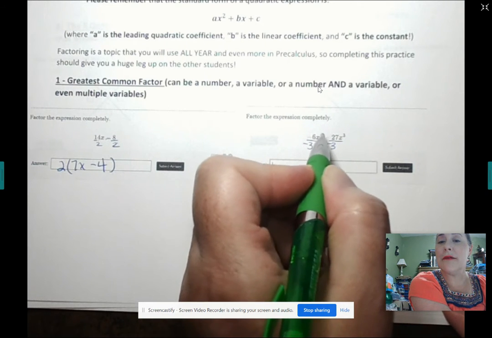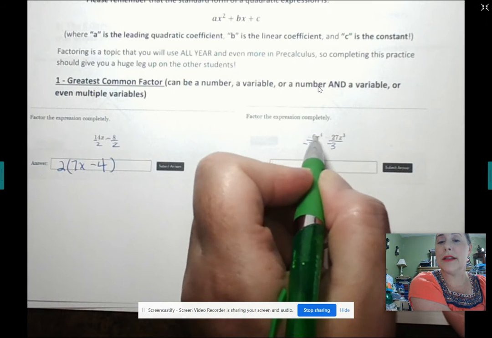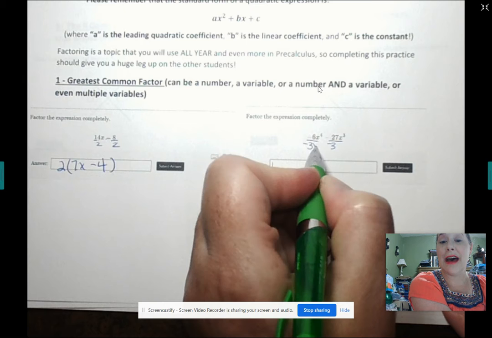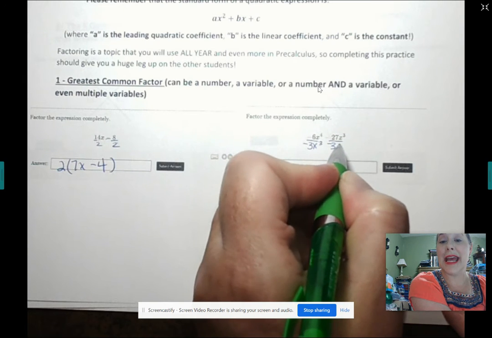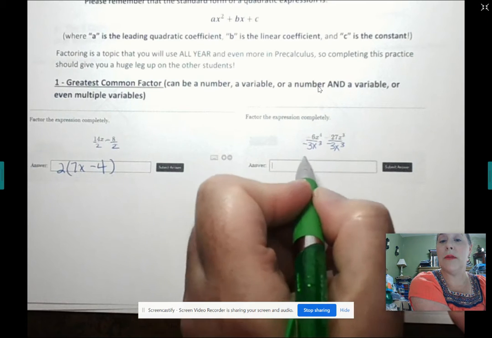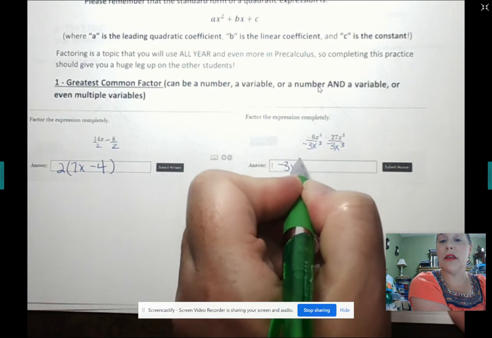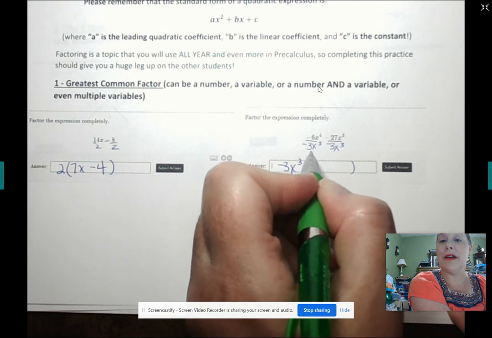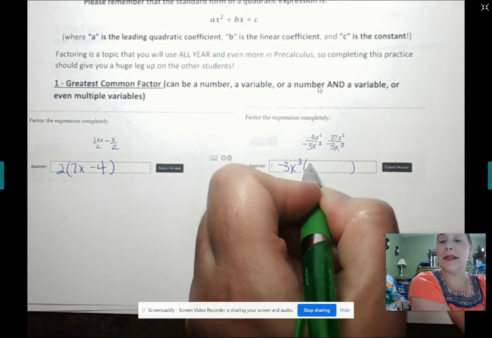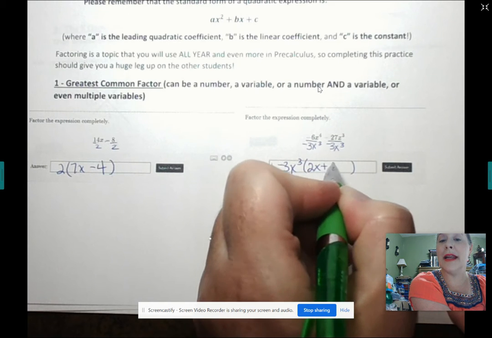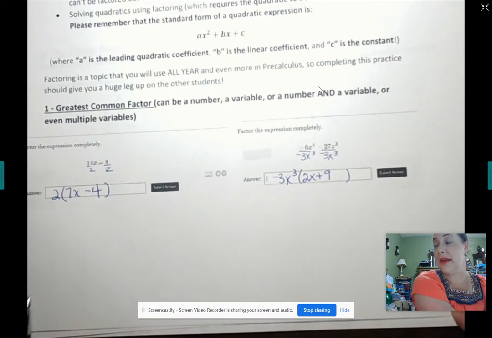And then this is x to the fourth and x to the third. This is 4 x's multiplied together. This is 3 x's multiplied together. They each have at least 3 x's that I can take out of both. So I'm going to make negative 3x to the third be my greatest common factor. When I divide these, I'm left with a 2 and an x. And when I divide these, I'm left with a positive 9 and no x's left at all.